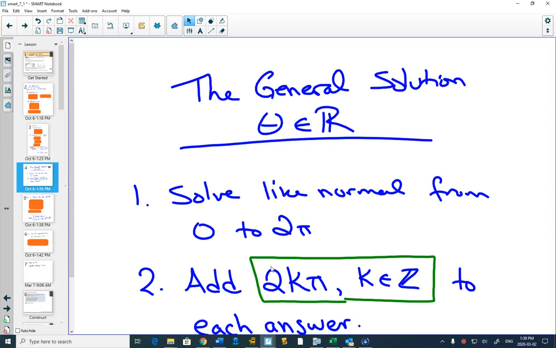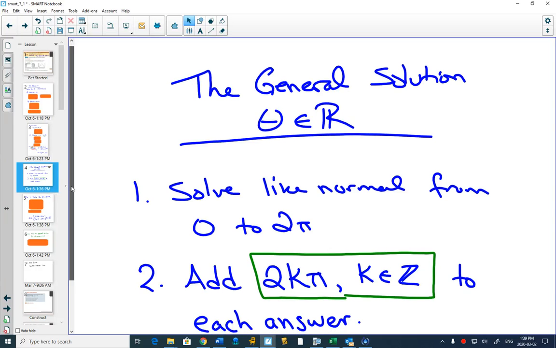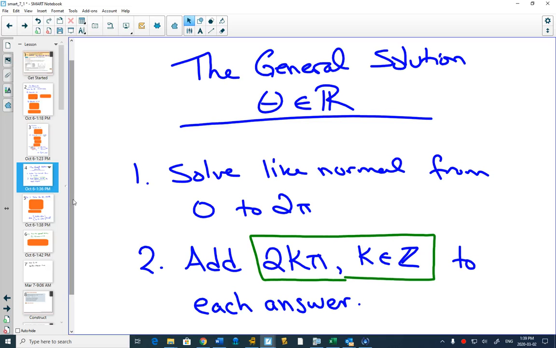At the top of page 574, here are our steps for solving a general solution question. It could be that they say find the general solution. It could be they say the domain is theta belongs to all real numbers. And it could be that they don't say the domain at all. And if nothing is said, you have to assume it means everything.